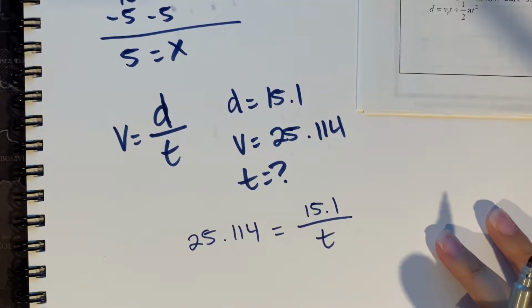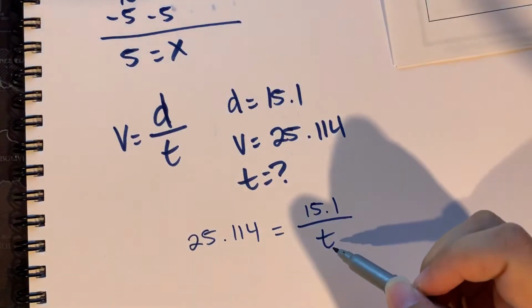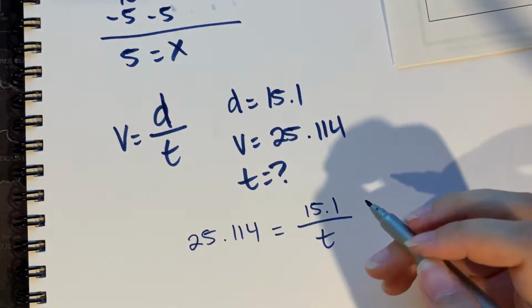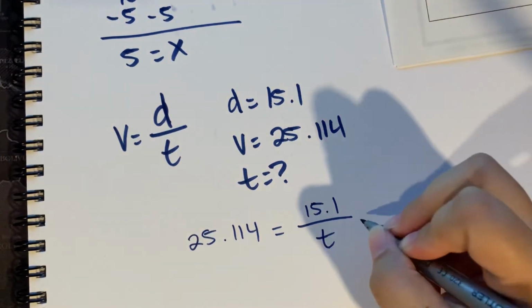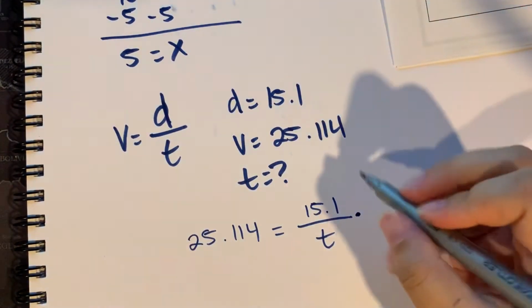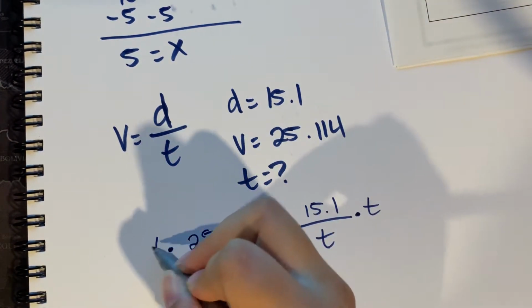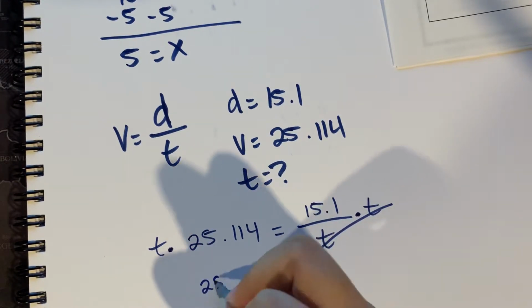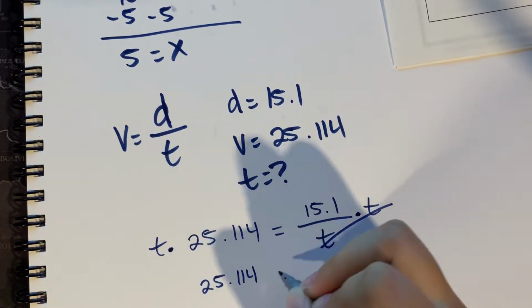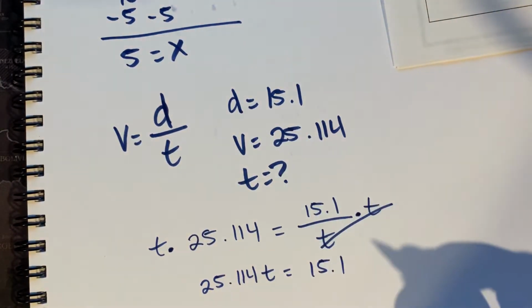Alright, so this is where our math skill is going to come in, because t is being divided. For us to get t by itself, you end up multiplying t to both sides. This is going to cancel out. Then you're left with 25.114 t is equal to 15.1.